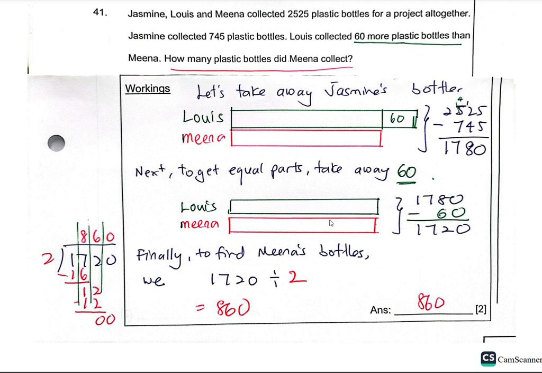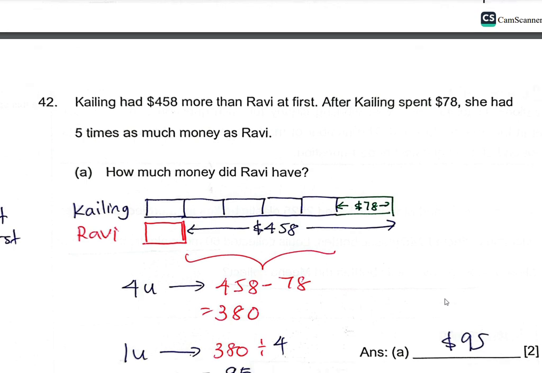There are 2 equal parts, which means I can divide by 2 to find Mina's part, which is this red color part. So 1,720 divided by 2, you can see my working at the side here. I have 860 bottles. Next one, question 42.